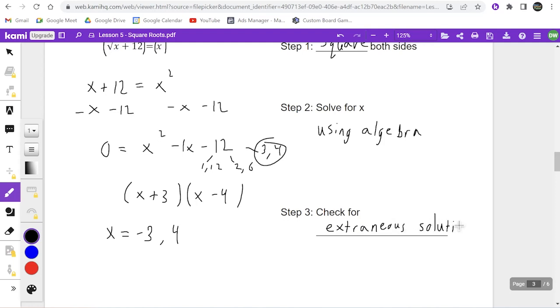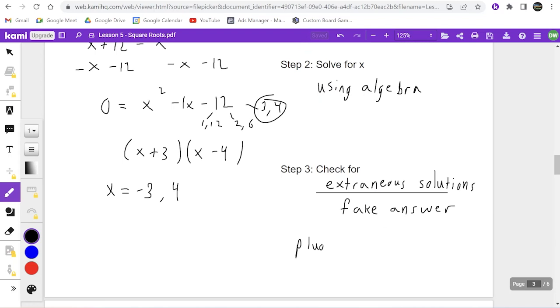Extraneous solutions. What on earth does that mean? An extraneous solution is like a fake answer. In other words, it looks like the answer, but it's actually wrong. And how do you check for extraneous solutions? You check for extraneous solutions by plugging each x back into the function.